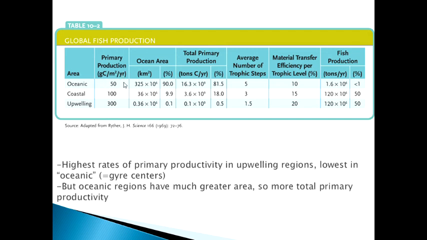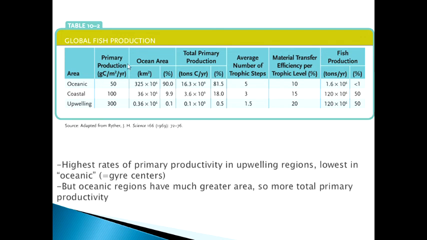Primary production, grams of carbon per meter squared per year. Notice it's lowest in these low productivity dead zones, the central parts of gyres, higher in coastal areas, but highest in areas of upwelling. This is the reverse, though, of the areas of the ocean which are covered by the area. There are vast areas that are encompassed by these gyres, less so for coastal areas and even less so for the upwelling areas.